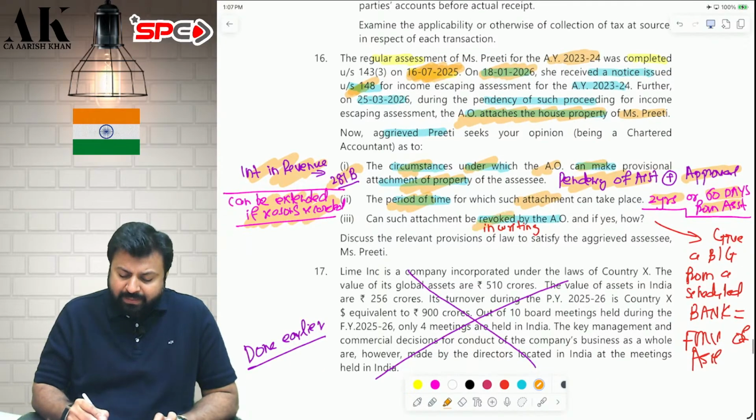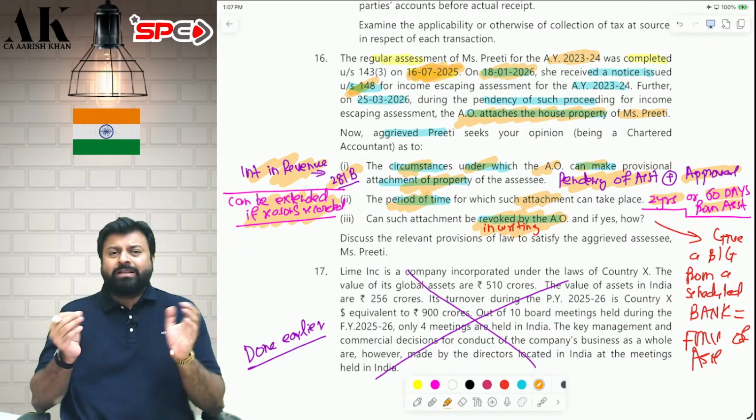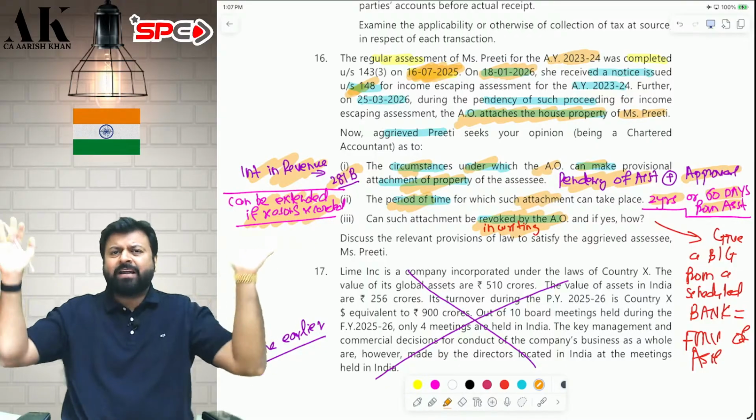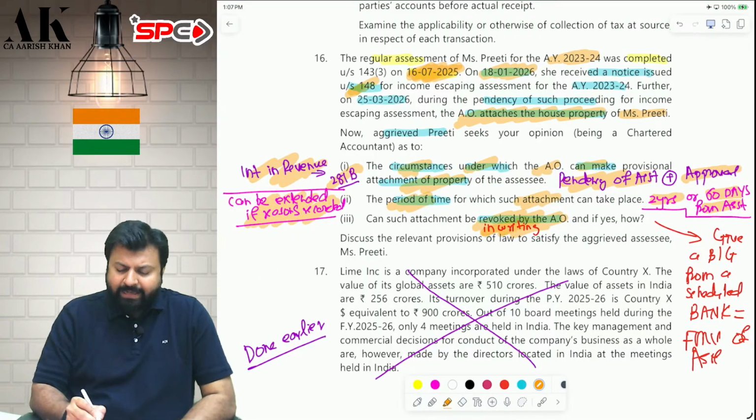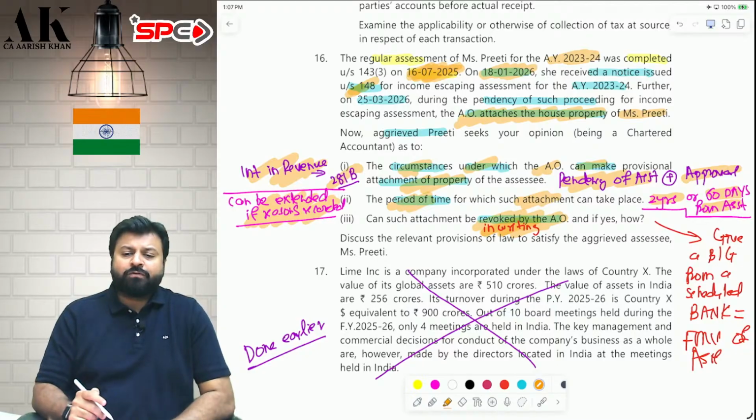Can such a provisional attachment be revoked by the AO once he has attached? Now, can he revoke that? Can he release that property? Yes, he can release it. In writing, he will revoke, provided the assessee fulfills some conditions.